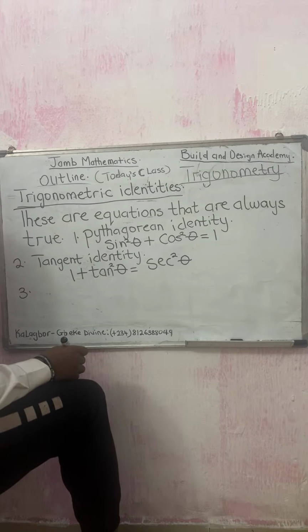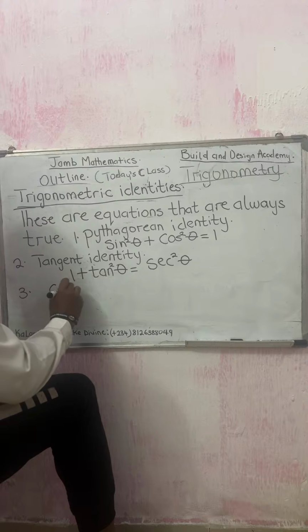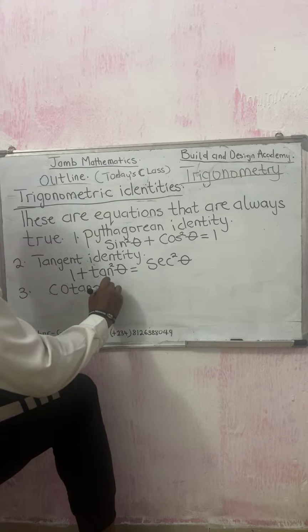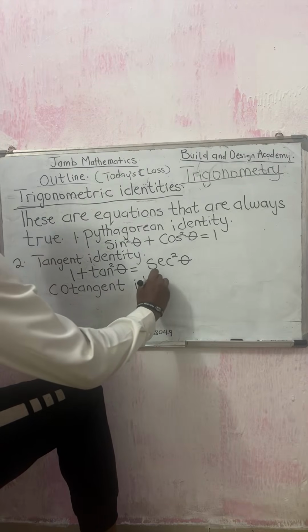The third one is called the cotangent identity.